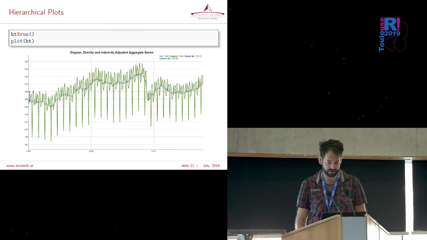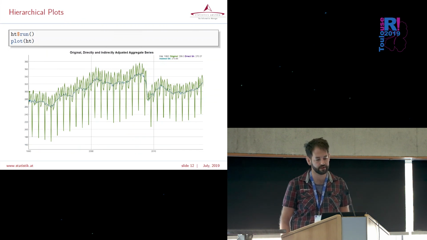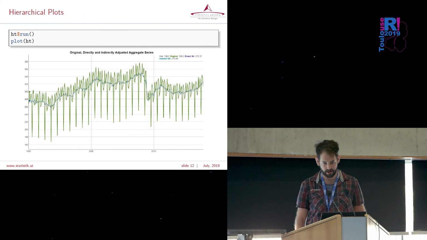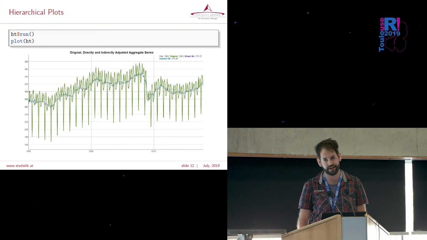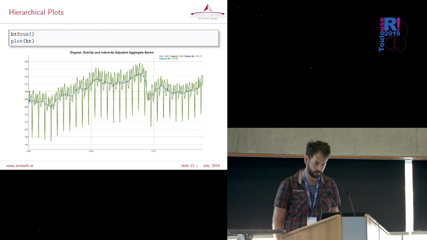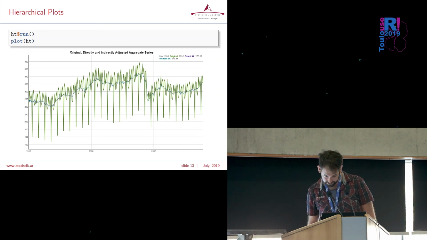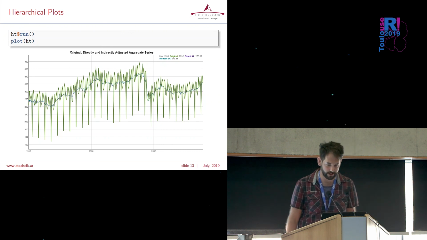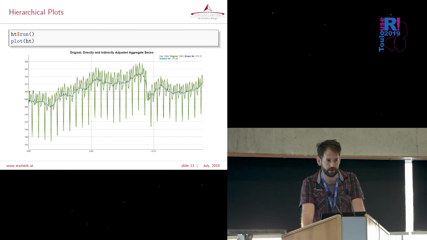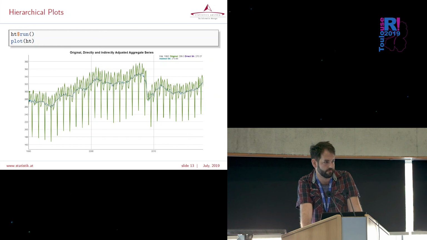The plotting method for the hierarchical series is still very simple. So here we just see the original series, the adjusted series, and the indirectly adjusted series, which are not very far apart. So it's almost not visible that those are actually two lines. But we will add some functionality to also see how the components evolve and how they evolve differently from the aggregates.